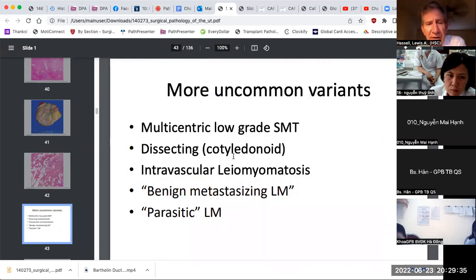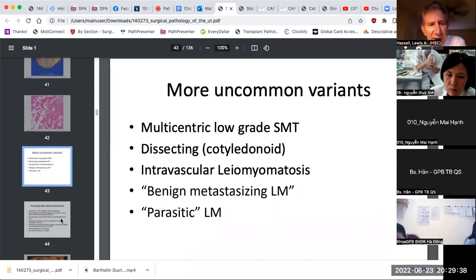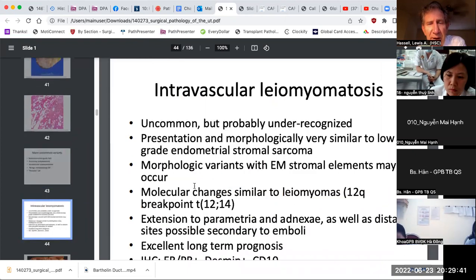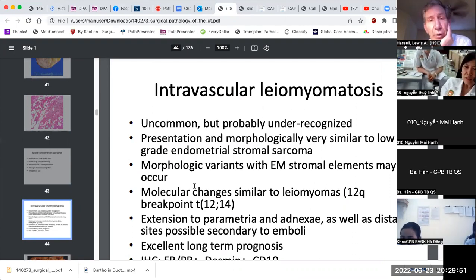Well, there are other lesions. We'll just touch on maybe a couple of these. But let's go forward to something that, again, comes into the differential with stromal sarcoma: intravascular leiomyomatosis. And I've discussed some of these in other videos in the past. But these are relatively uncommon, but present very similar to endometrial stromal sarcoma. And so that differential becomes a concern.